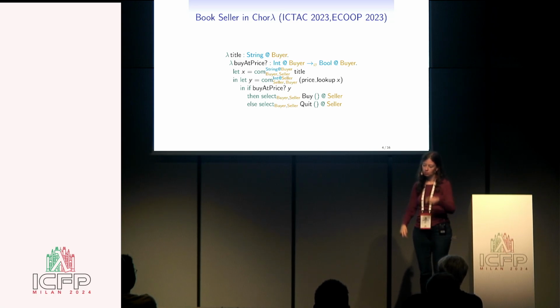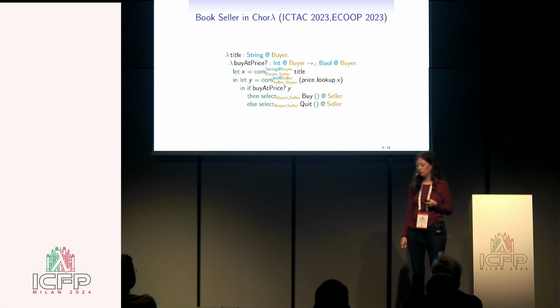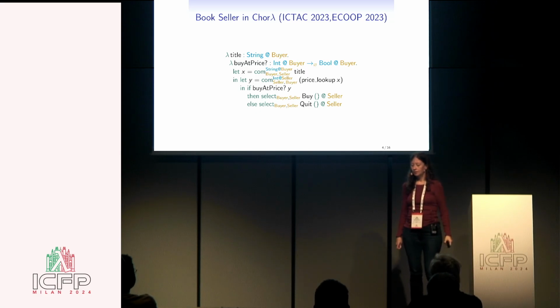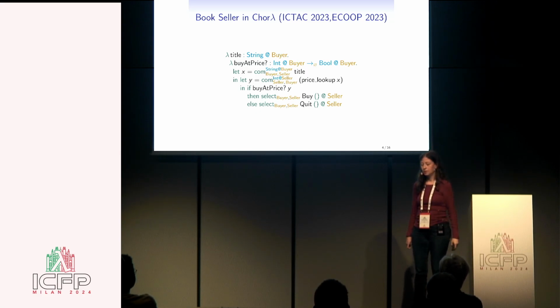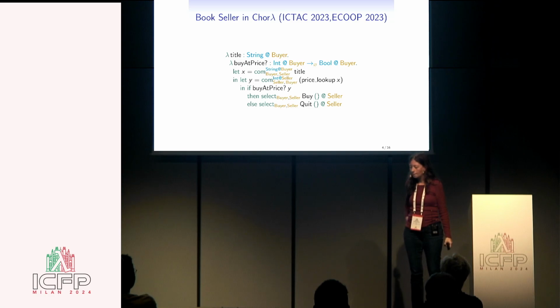So what happens in this choreography is that the buyer communicates this title to the seller using the com function, and then the seller looks up what the price of this particular title is and communicates this back to the buyer, who decides whether they want to buy the book, and then they inform the seller.